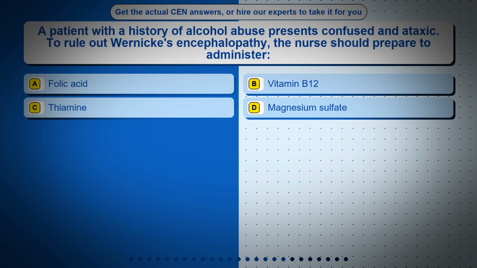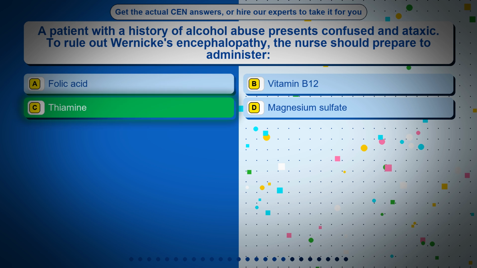Question 18. A patient with a history of alcohol abuse presents confused and ataxic. To rule out Wernicke's encephalopathy, the nurse should prepare to administer: Option A, folic acid. Option B, vitamin B12. Option C, thiamine. Option D, magnesium sulfate. The correct answer is option C, thiamine.